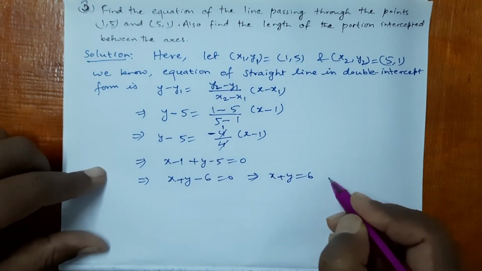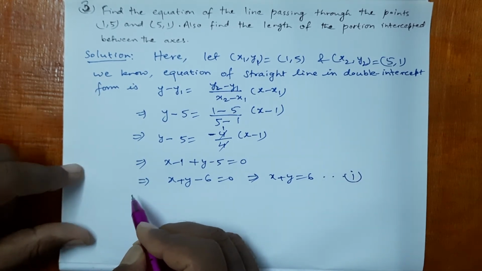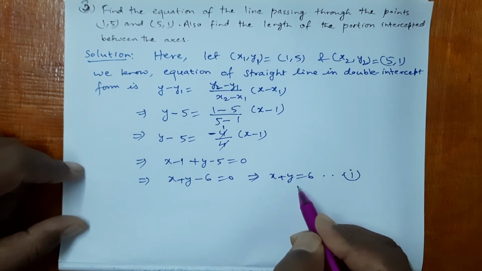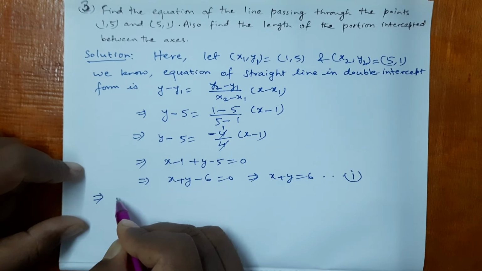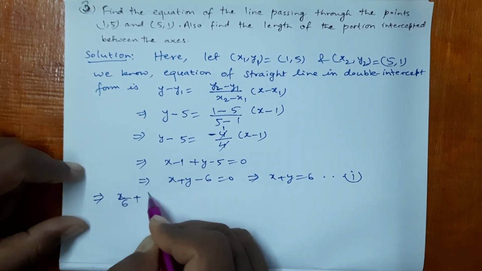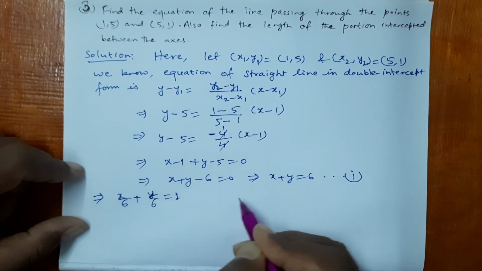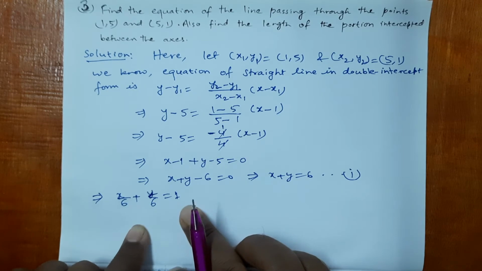Okay, say this to be equation 1. And we have to change this into double intercept form. So we will divide both sides by 6. x over 6 plus y over 6 equals 6 divided by 6, which is 1.